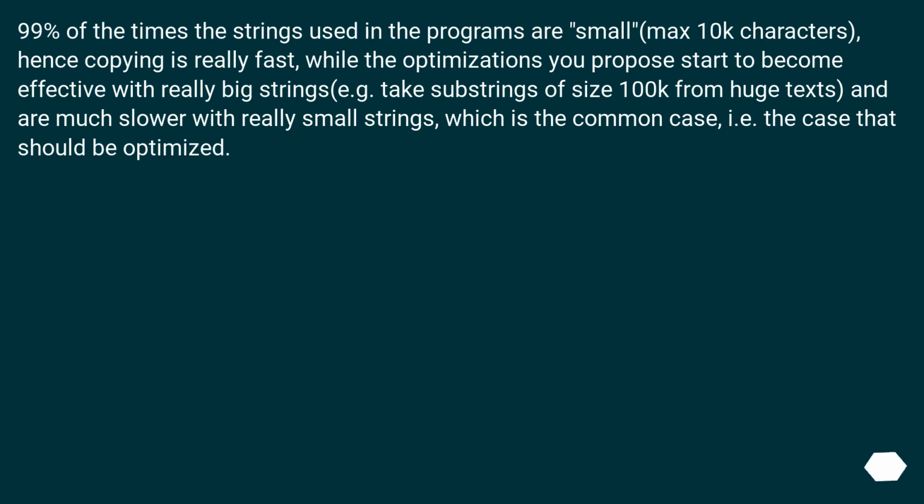99% of the times the strings used in programs are small, max 10K characters, hence copying is really fast, while the optimizations you propose start to become effective with really big strings. For example, taking substrings of size 100K from huge texts is fine, but it is much slower with really small strings, which is the common case, i.e. the case that should be optimized.